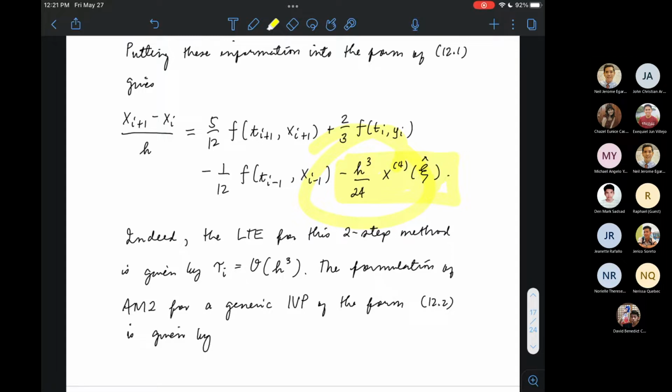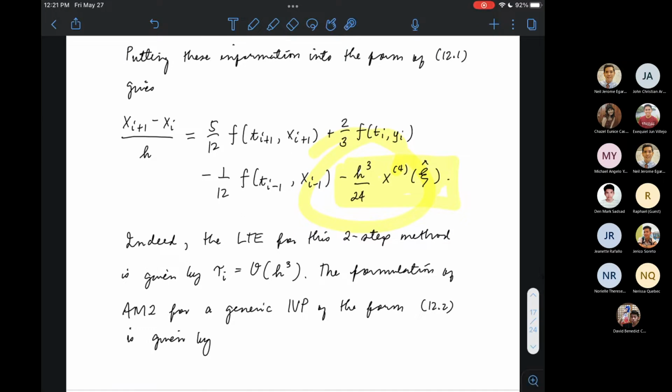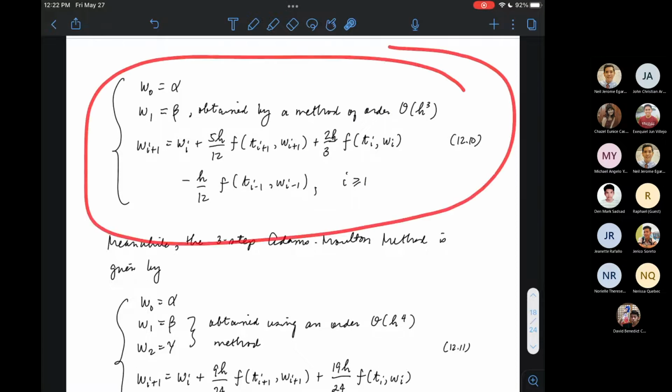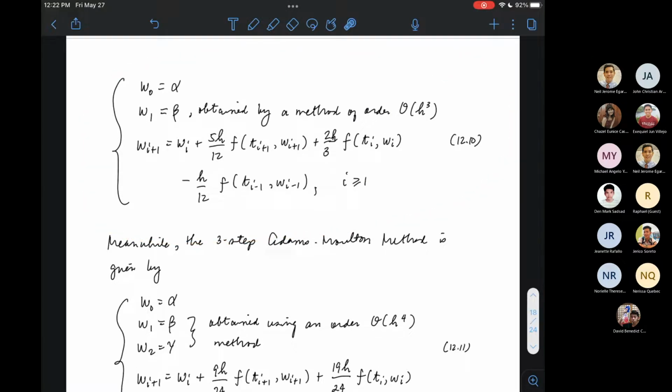Right? Now, after going through this hindi pa naman siya convoluted, hindi pa siya ganun kakomplikado. But at this point, I can just ignore the error term. And then from this guy, replace all x sub i's by w sub i's, and then solve for w sub i plus 1. And we will get this formulation para sa AM2, right?